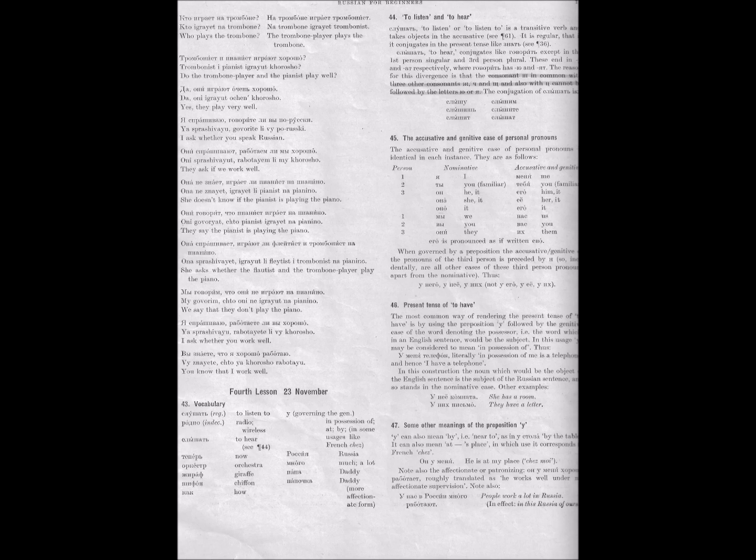When you use li, it's usually preceded by the most emphatic word or phrase. Thus, на пианино ли он играет? Is it the piano he is playing? Он ли играет на пианино? Is it he who is playing the piano? So the first word is always the most emphatic one.